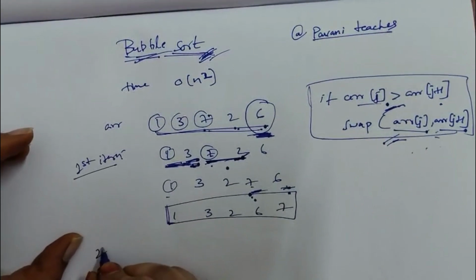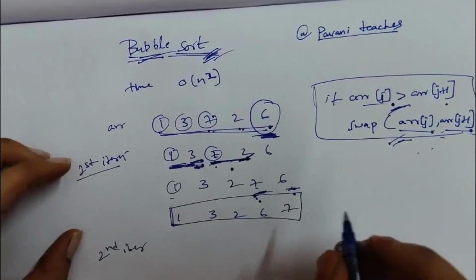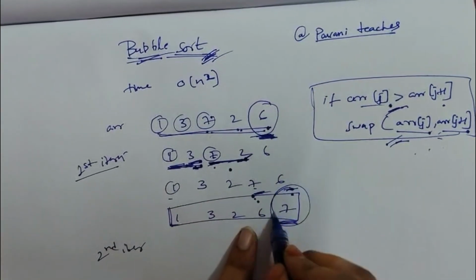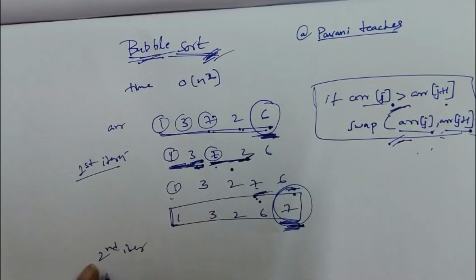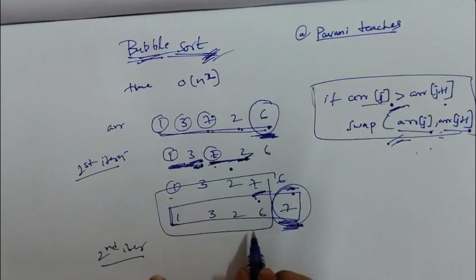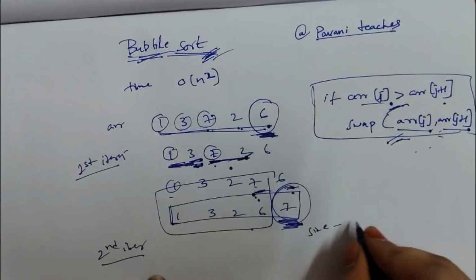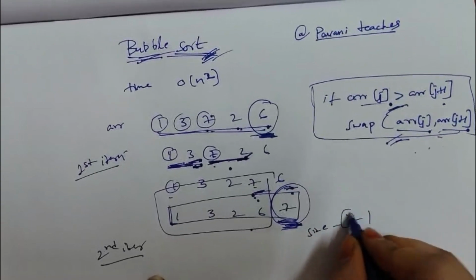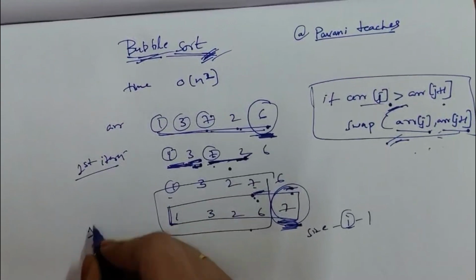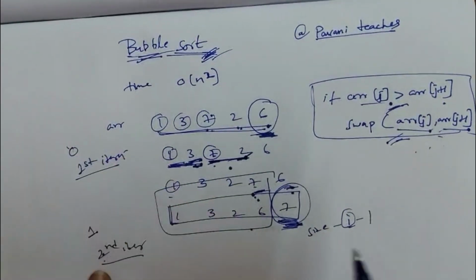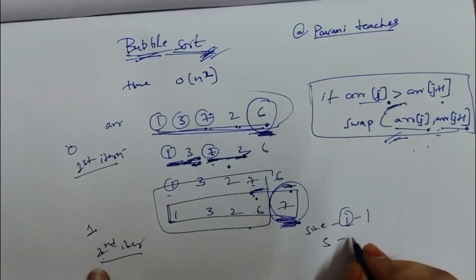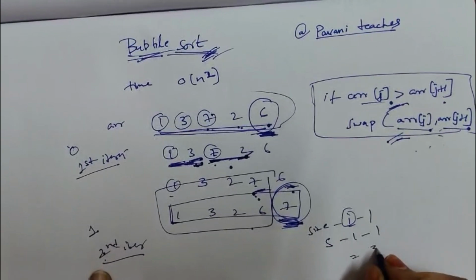Now we'll go with the second iteration. In the second iteration we do not need to check until the last digit, because we already got the largest number at the end. So in the second iteration it is enough to check until the 4 elements in the array. That means size minus i minus 1. Here i is the iteration part. The second iteration comes under i equals 1, and the first is the 0th iteration. Size here is 5, so 5 minus 1 minus 1, that means 3.